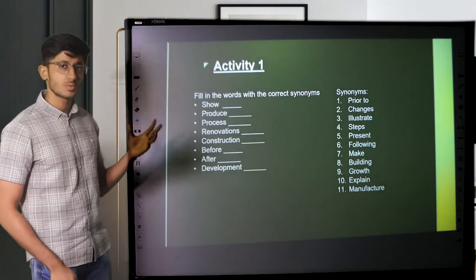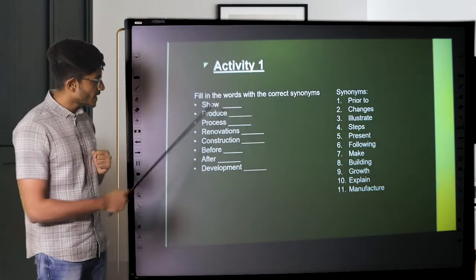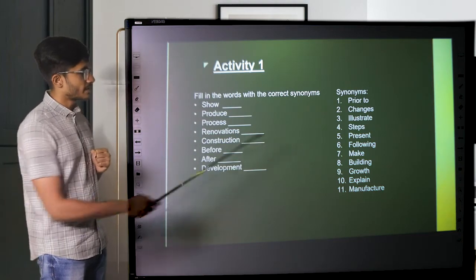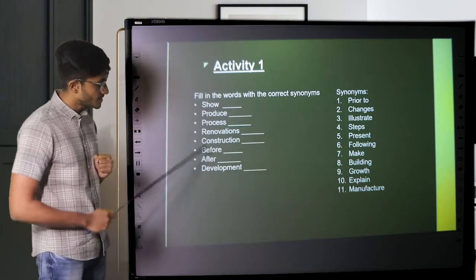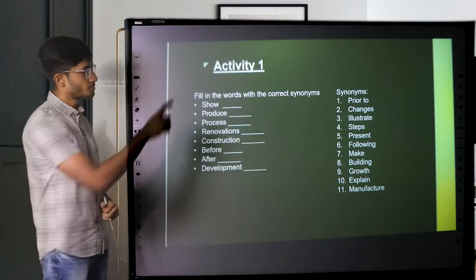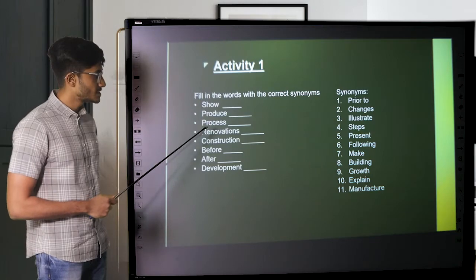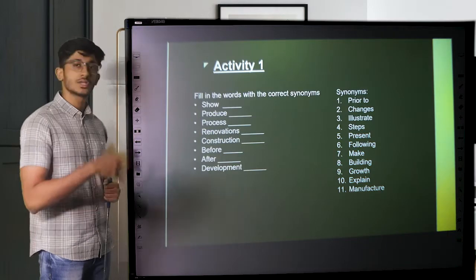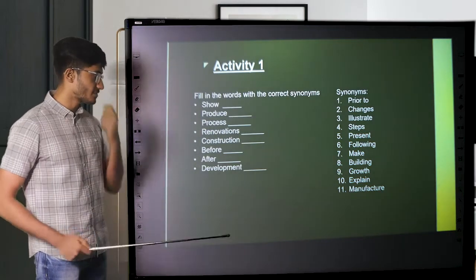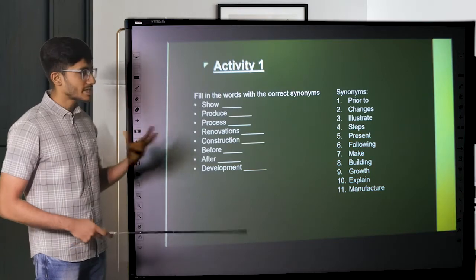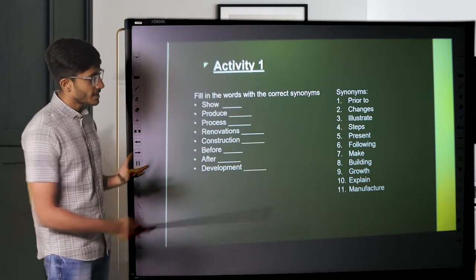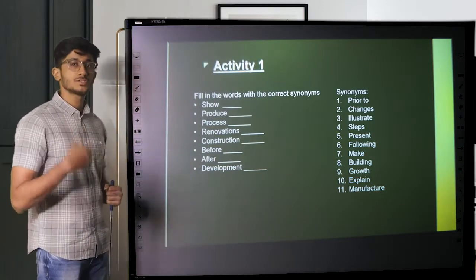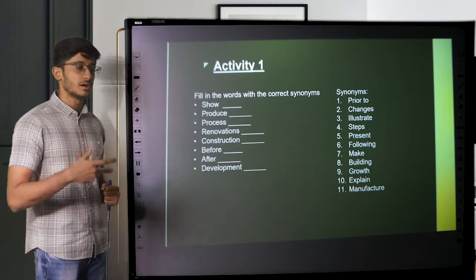So here, what I want you guys to do is, here we have a couple of words, as you can see: show, produce, process, and there are some synonyms for each of these words. So I want you to pick a synonym that fits each of these words. It's like a fill in the blank, and you can do it mentally. For example, I'll do the first one for you. Here it's show. So what can be a synonym for show? It can be illustrate.